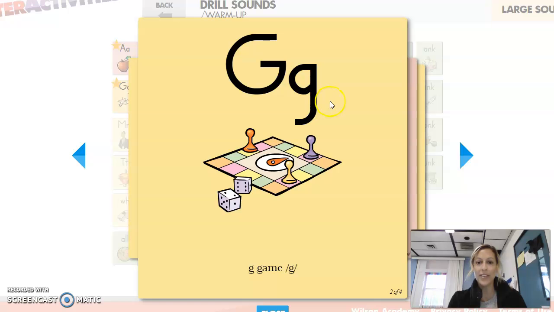Who remembers what letter this is? This is the letter G. This is a picture of a game. The letter G makes the sound G. When we see this card, we can say G, game, G.